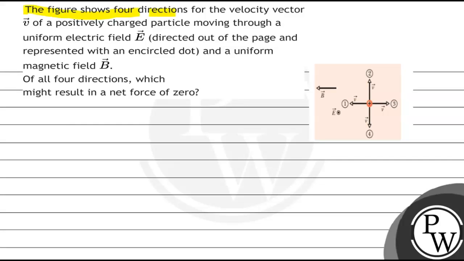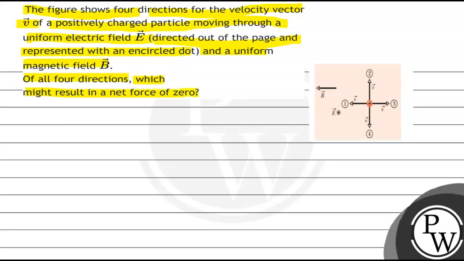The figure shows four directions of the velocity vector v of a positive charge particle moving through a uniform electric field E directed out of the page and represented with an encircled dot, and a uniform magnetic field B. For all the four directions, which might result in a net force of 0?